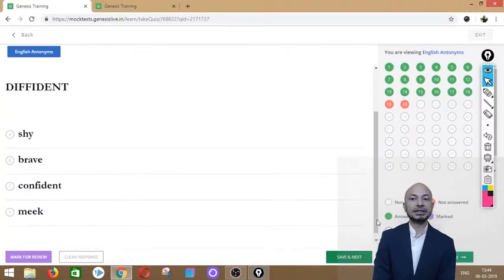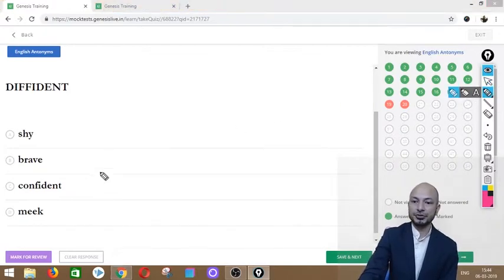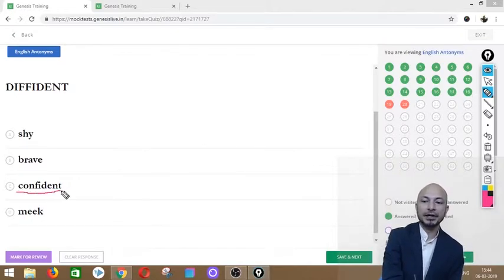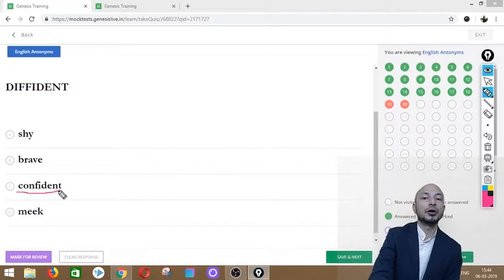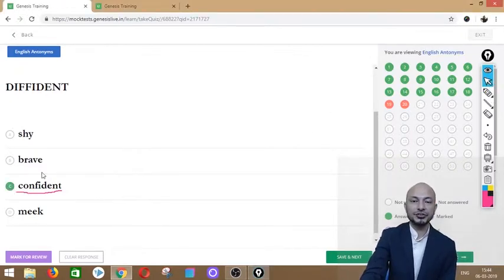So on to question number 19, the word is diffident, and the options given are shy, brave, confident, and meek. And our answer is option C, which says confident. Diffident is someone who doesn't have confidence, very shy person, and confidence is the opposite, when you have a lot of confidence. So option C, our antonym for diffident, and we say next.